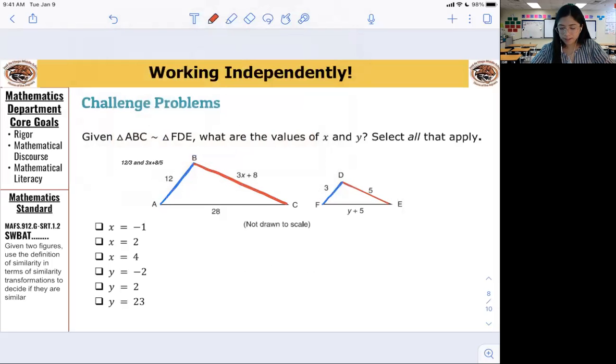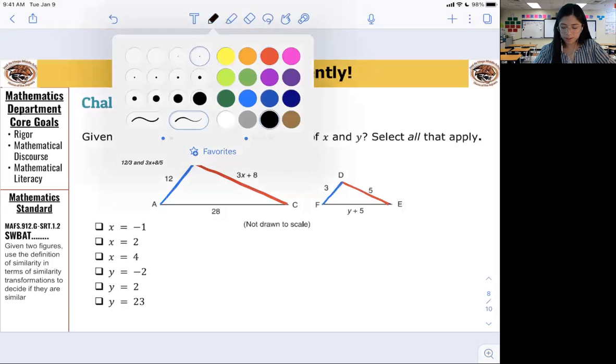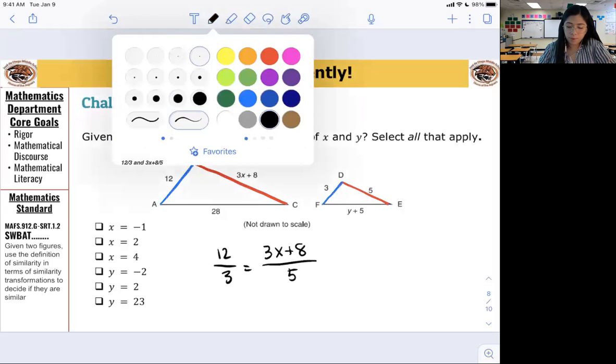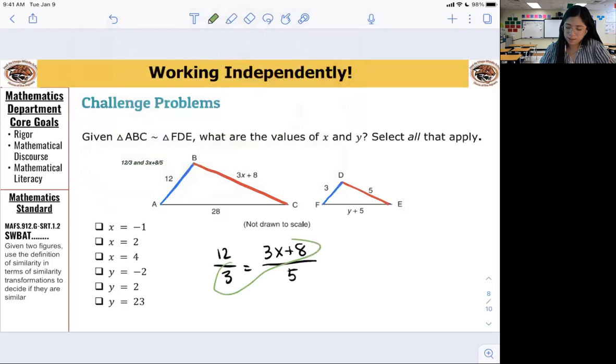So what Daniel basically did in his head was the following proportion. 12 over 3 is equal to 3x plus 8 over 5. It's the same thing. He just did it in his head. Because what did he do? He said, okay, 12 divided by 3 is 4. 4 times 5 is 20. And then you solve for x. But we're just going to do it in a proportion because that's the way I teach it, and that's the way to make sure you're getting the right answers. Because not everyone is capable of doing that all in their heads. So when you do it as a proportion, you end up with 60 equals 3.